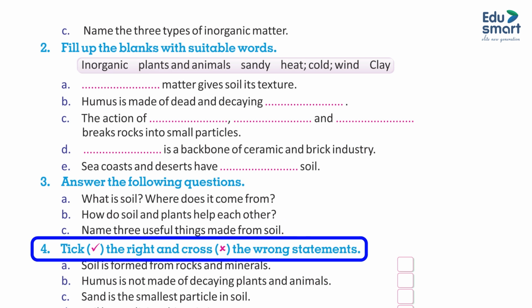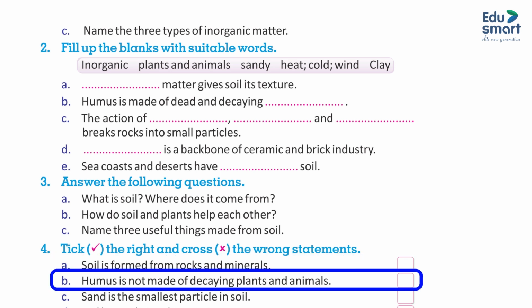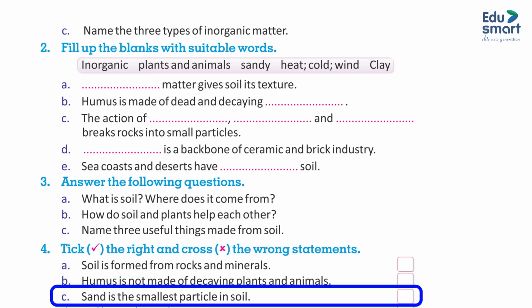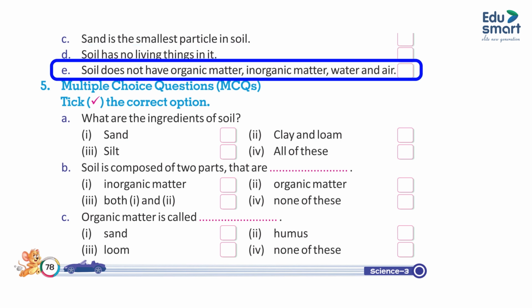4. Tick right and cross the wrong statement. A. Soil is formed from rock and mineral. B. Humus is not made of decaying plants and animals. C. Sand is the smallest particle in soil. D. Soil has no living things in it. E. Soil does not have organic matter, inorganic matter, water, and air.